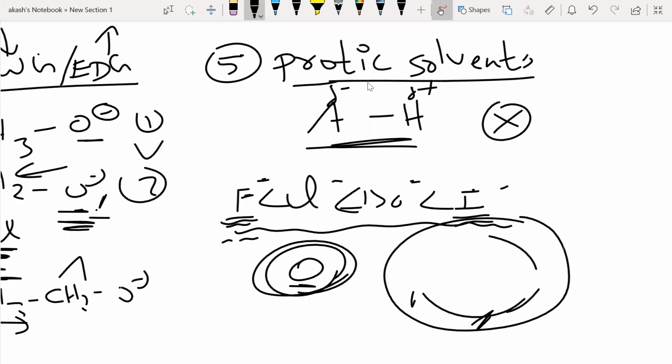If they don't mention any solvent, then you go for basic strength. But if they specify it's a protic solvent, water or something like that, you have to take hydration into the picture also.